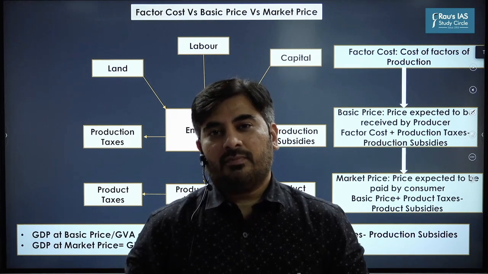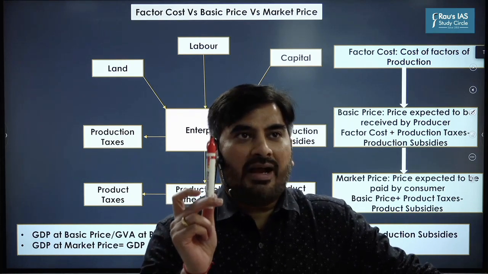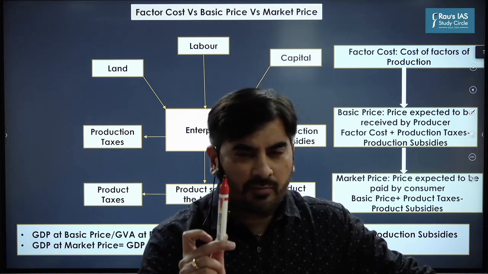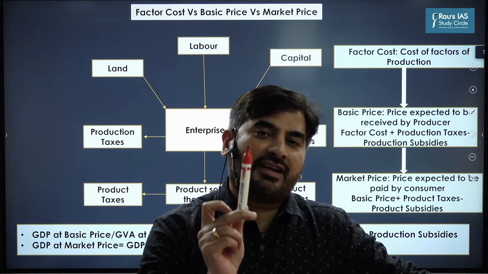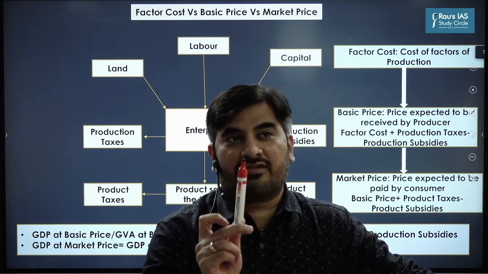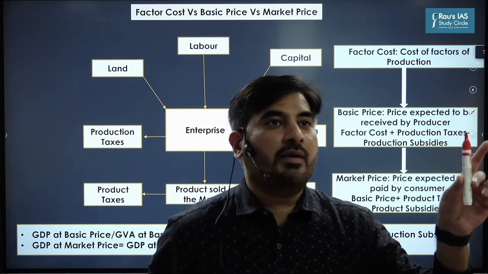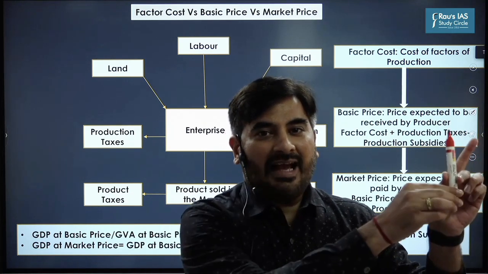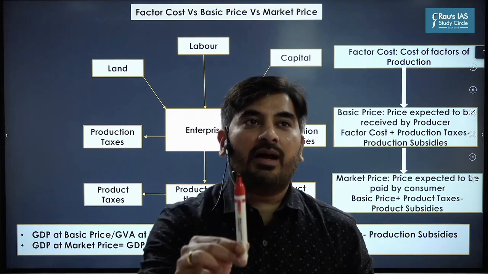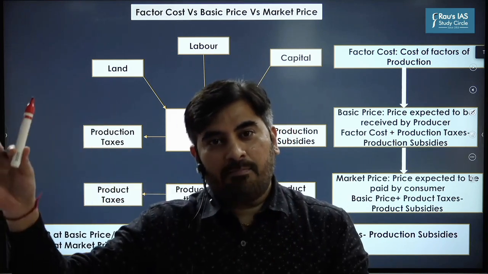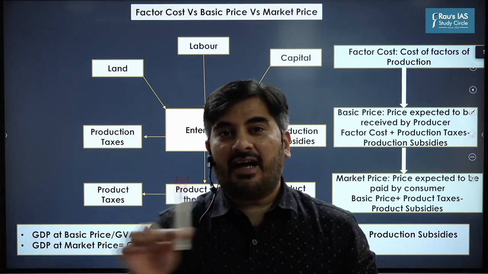Now, for example, let's say I'm an entrepreneur and I'm manufacturing this marker. To manufacture this marker, I would have to spend money on factors of production, say land, labor, capital, and so on. How much money I'm spending on these factors of production will be my GDP at factor cost. So let's say to manufacture this marker, I'm spending 10 rupees. So what will be my GDP at factor cost? Rupees 10. When I sell this marker as a manufacturer, say I'm getting rupees 12. So basic price will be how much? Rupees 12. When you are purchasing this marker and let's say you are paying rupees 15, market price will be how much? 15.